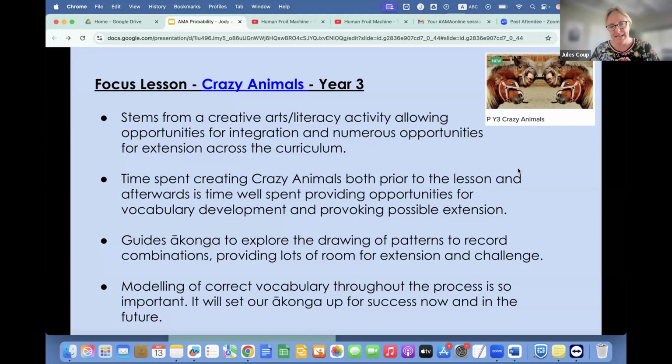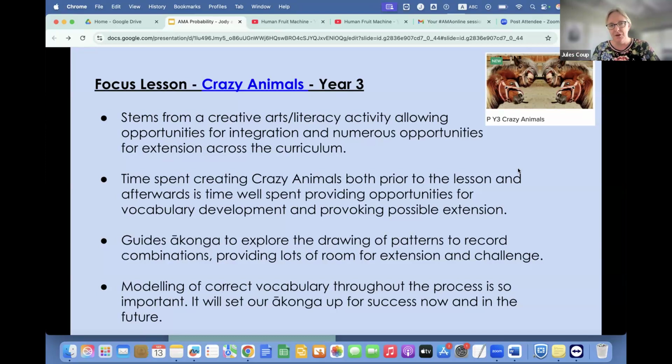So the idea of crazy animals is you've got two animals and they're cut into three body parts, and you're working out, through drawing patterns, how many different crazy animals you can create with two animals that are cut into three body parts. There are actually 8 animals that you can create.